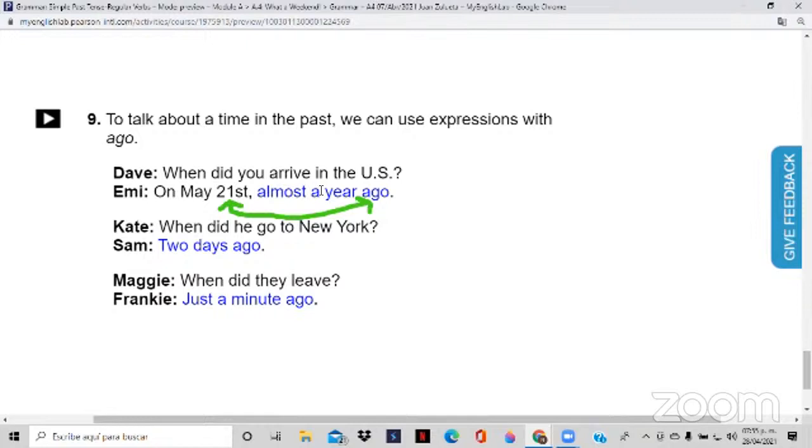Pero si yo quiero decir simplemente a year ago, sería hace un año. ¿Qué tal hace 3 años? 3 years ago. Esa es la diferencia que quería enfatizar. 3 years ago, hace 3 años. Good.